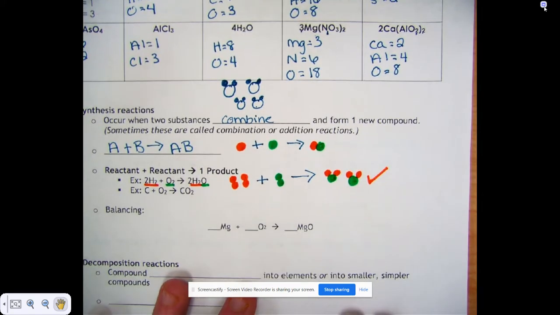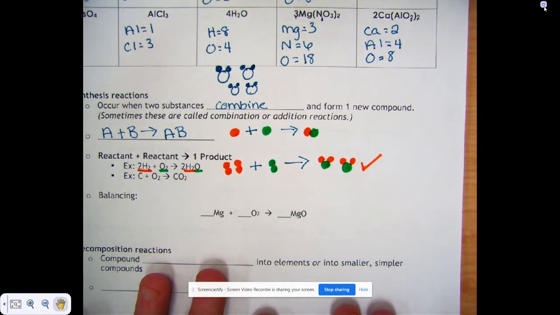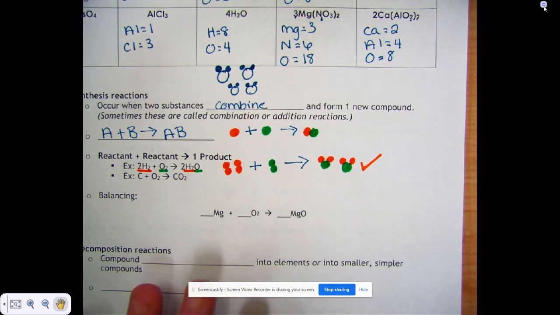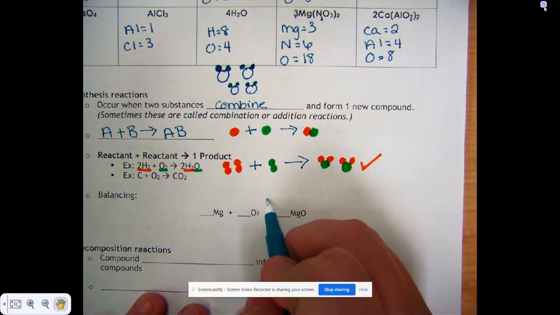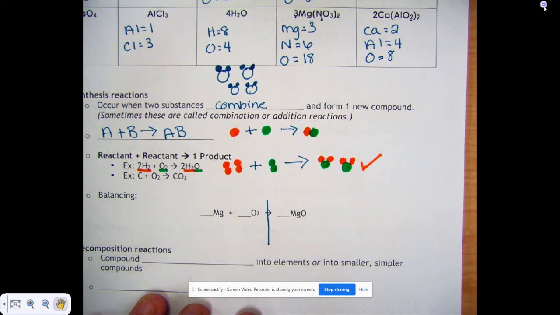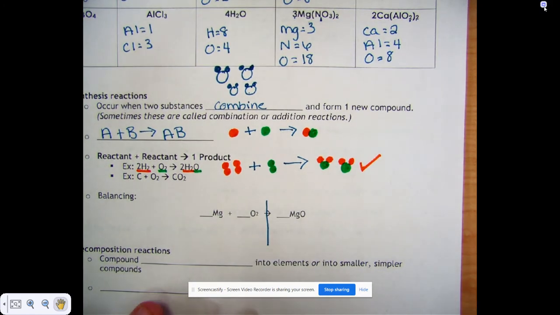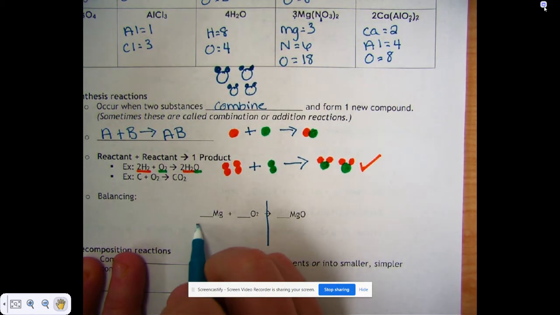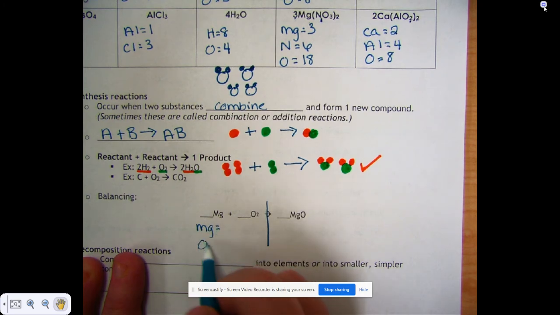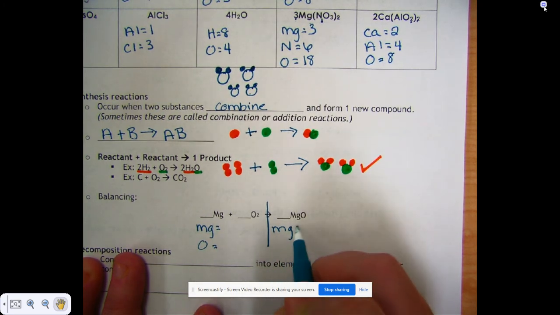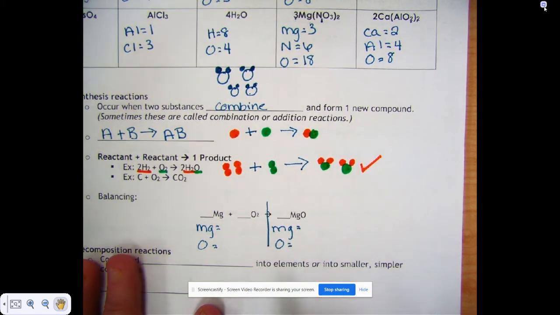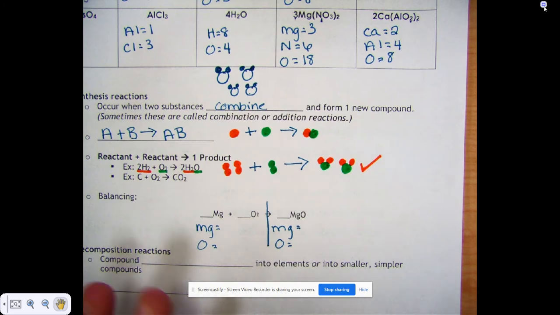All right, so let's talk about what to do if it's not balanced, or how to balance an equation. So we're going to use this one as an example. The first thing you do is you draw what I like to call the river, and you list out on each side all of the elements. And I would highly suggest that you write them in the same order on each side so that you don't get confused. All right. Here's what you do next, after you've done that. You count the number of atoms that are on each side.